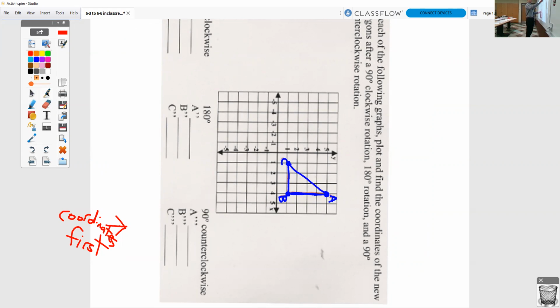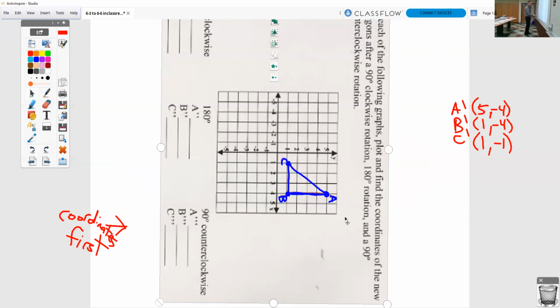So when I'm looking at this one, I'm looking at A prime, B prime, and C prime. A is over to 5, down to 4, but it's not down to 4. It's really over to 5, down to -4, because anytime that you go down, down is negative. B is over to 1, down to 4, but it's not down to 4. It's down to -4, because anytime you go down, down is negative. C is 1, 1, but it's not 1, 1, it's 1, -1, because anytime you go down, down is always negative.